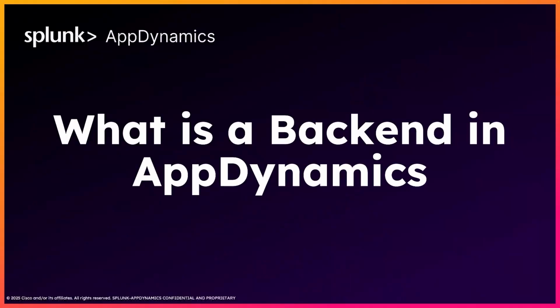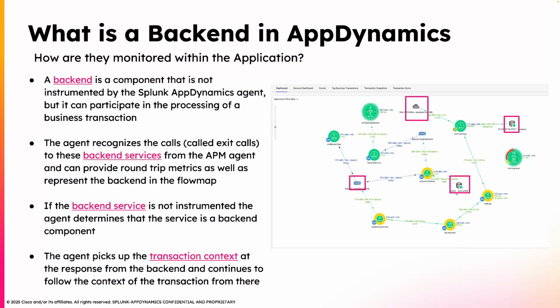What is a backend in AppDynamics? A backend is a component that is not instrumented by the AppDynamics agent, but it can participate in the processing of a business transaction. The agent recognizes the calls, we call them exit calls, to these backend services from the APM agent and can provide round-trip metrics as well as represent the backend in a flow map. On the right-hand side, there is an example of the backends represented in the flow map. You can see I've highlighted them there.